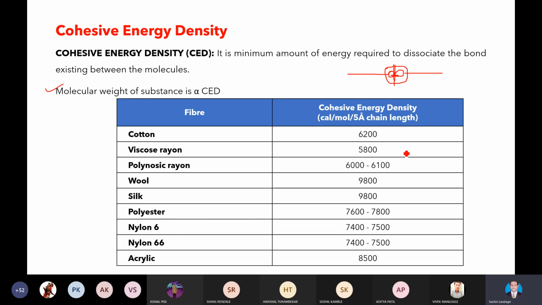Now, how will this cohesive energy density help us? The definition of cohesive energy density is clear.